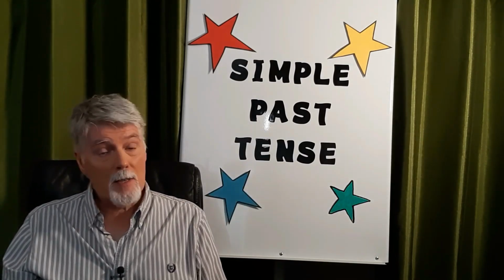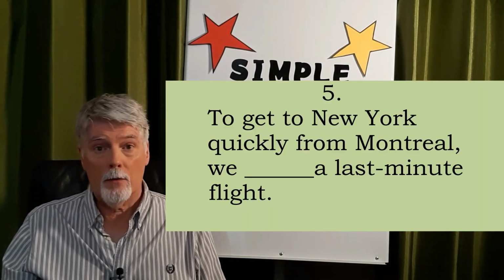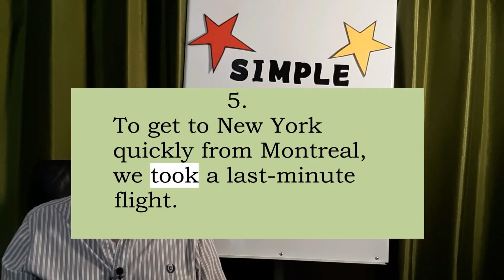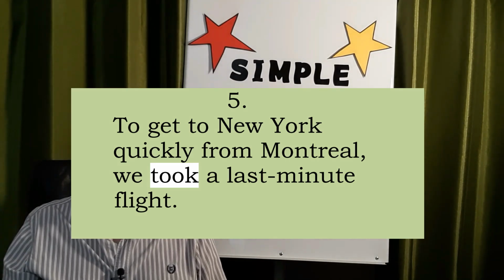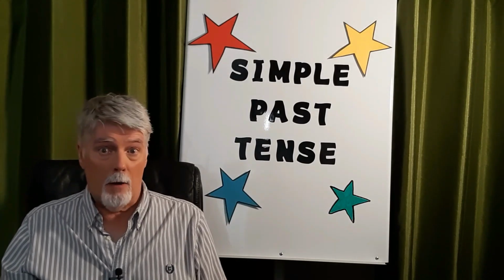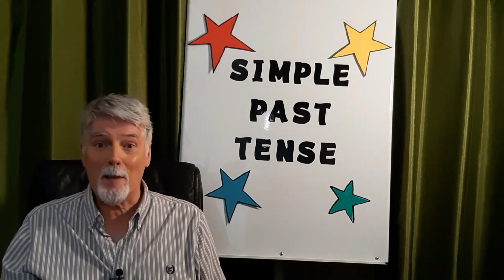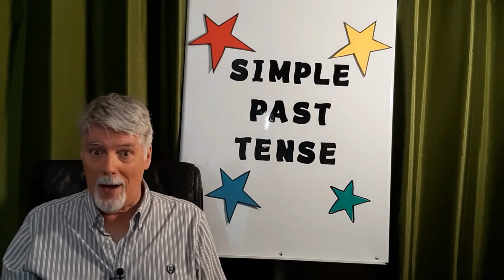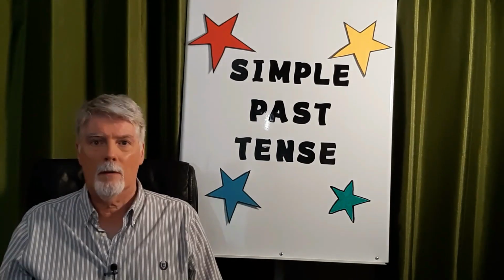Sentence number 5. To get to New York quickly from Montreal, we took a last-minute flight. Now, I couldn't think of any other options. Maybe you did. If you did, write them in the comment section. Write number 5 and the choice that you put.